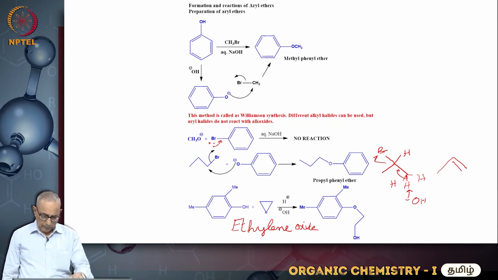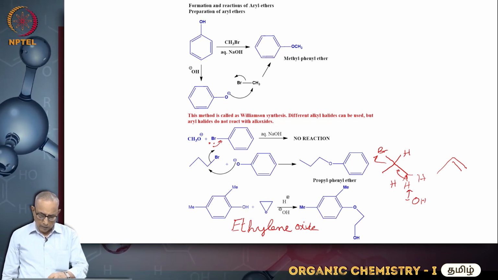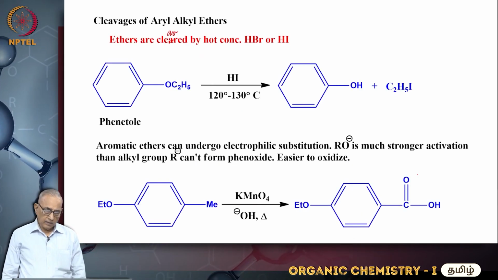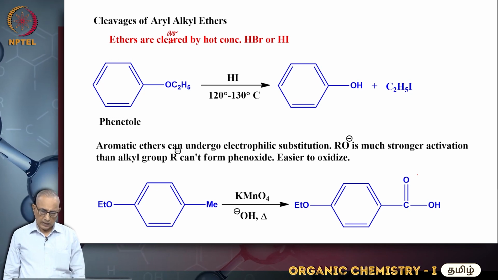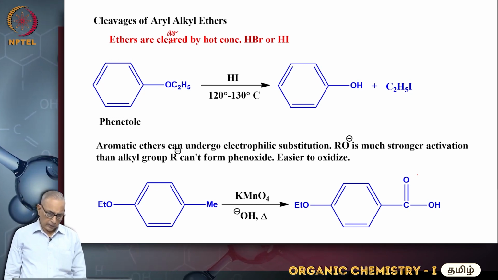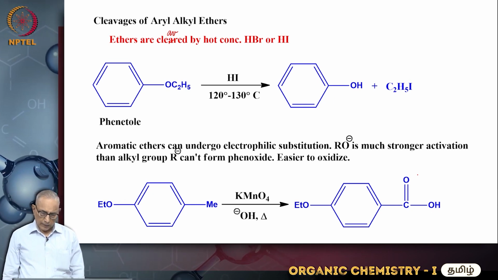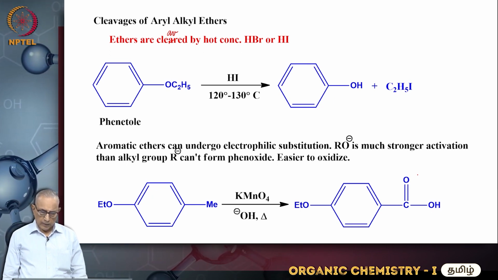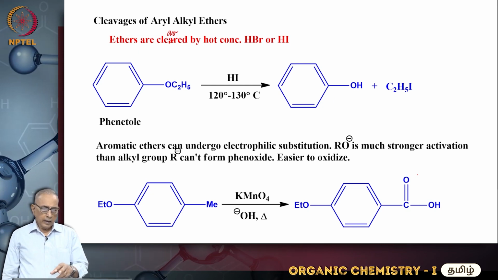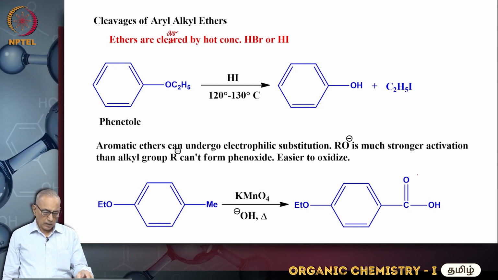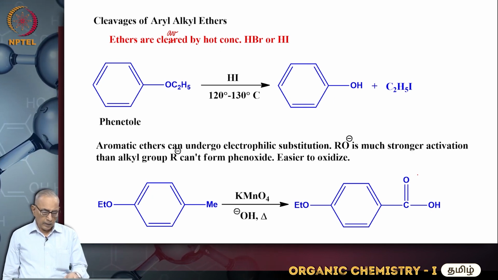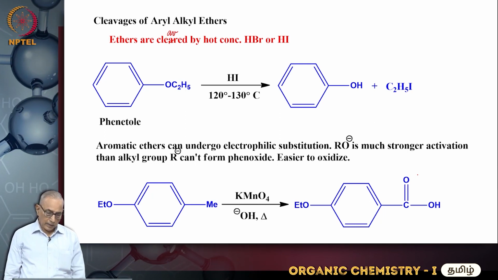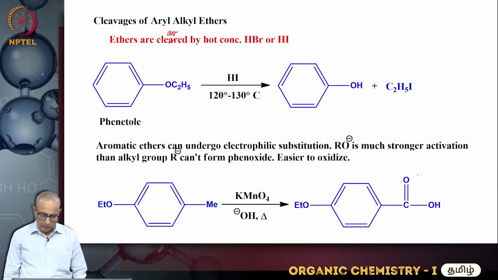When you use ethylene oxide, it reacts to form an extension of the ether group by 2 carbon atoms. The cleavage of alkyl aryl ethers: if you treat it with HI, it forms phenol and ethyl iodide. Aromatic ethers can undergo electrophilic substitution more readily without much problem with the hydroxy group if phenol is reacted. And when you have this ethoxy group, you can easily oxidize the ether with permanganate and hydroxide to form the carboxylic acid. The same reaction cannot be done with phenol because it will get oxidized in the ring.